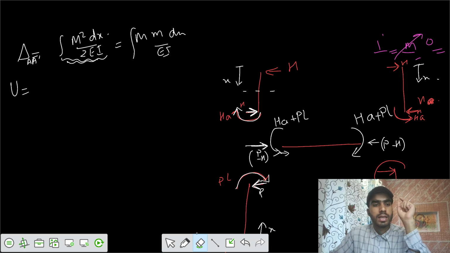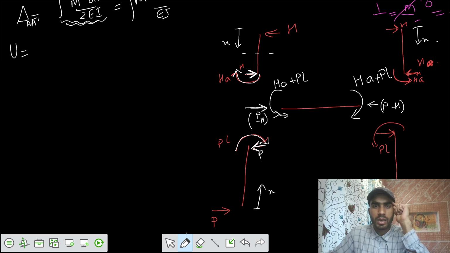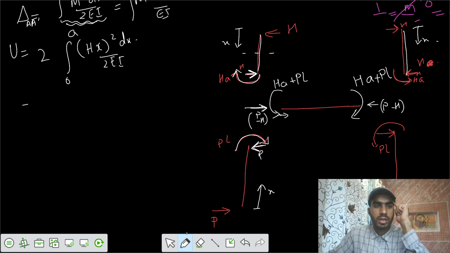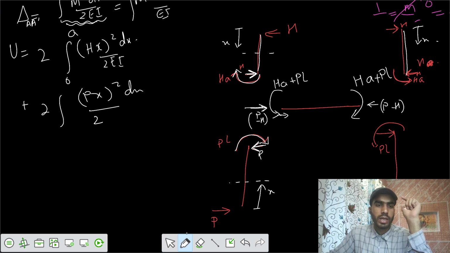Okay, let's see how much strain energy is developed in the structure. Let's say strain energy in this part, this is one member and one member, so we can say 2 into the strain energy stored in the member, the moment developed here is H into x, whole square dx by 2EI, and the range is from 0 to a. Similarly, we can write plus twice, the moment developed here is P into x, minus Px, it doesn't matter here because one load is acting, so we can write Px whole square dx by 2EI.